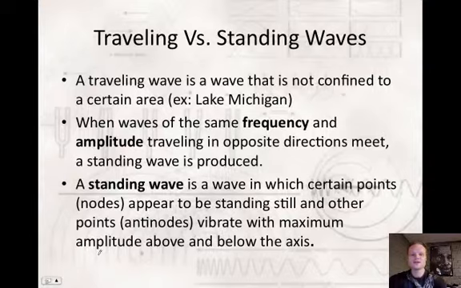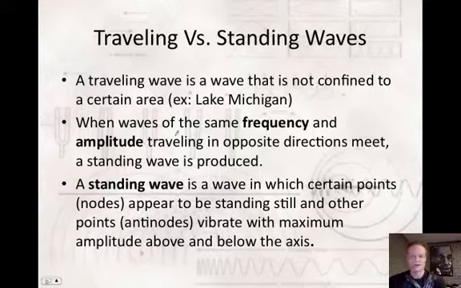And the way to make a standing wave is you need to have waves of the same frequency and amplitude traveling in opposite directions. And when they meet, a standing wave is produced. Basically, a standing wave is a wave in which certain points, or nodes, appear to be standing still, and other points, antinodes, vibrate with a maximum amplitude above and below the axis.